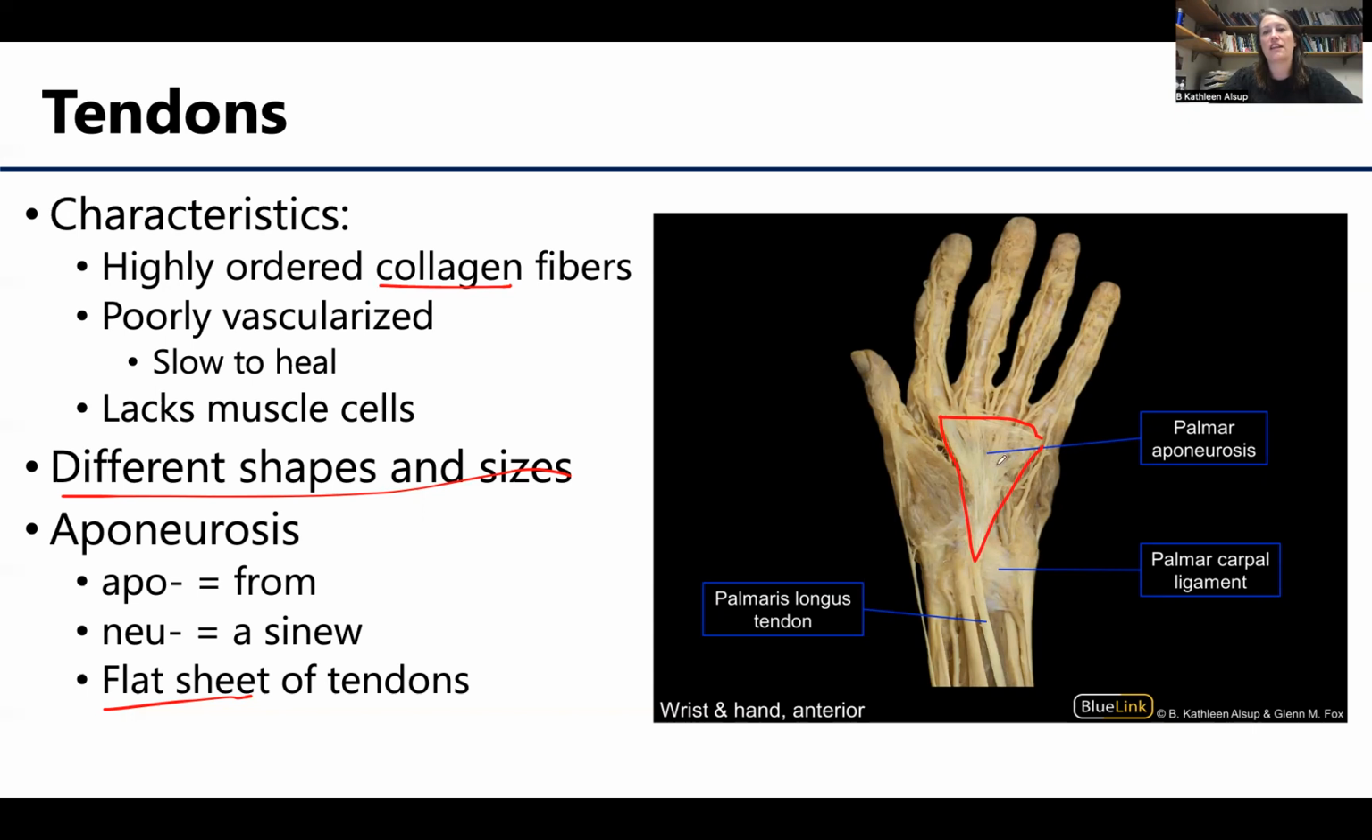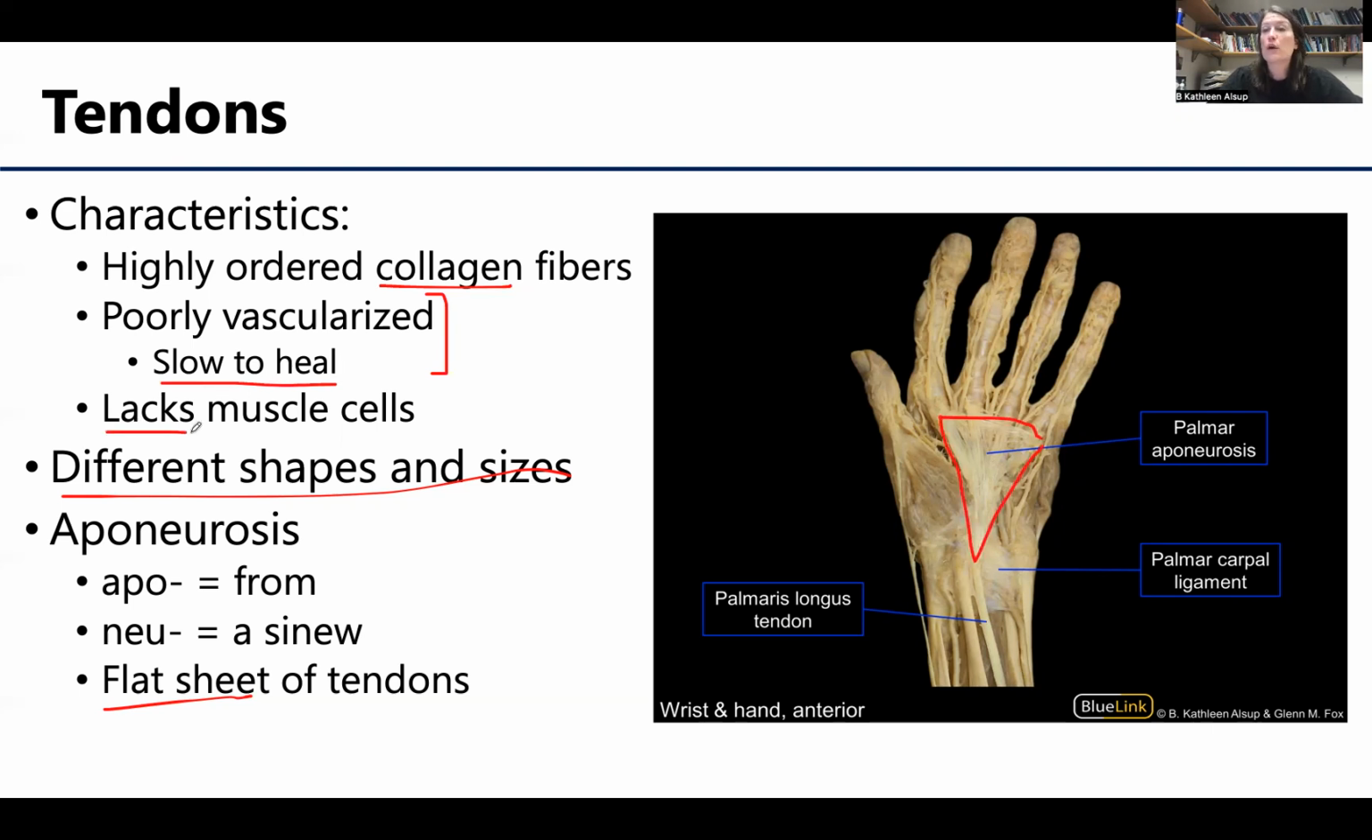Sometimes, depending on how thin an aponeurosis is, it might become a little more translucent, but for the most part, tendons are fairly opaque. Similar to what we had with cartilage, they're poorly vascularized. So anytime you have poor vascularization, there tends to be a slowness to healing. So if you have damage to a tendon, it's a little bit slower to heal than, say, other regions.